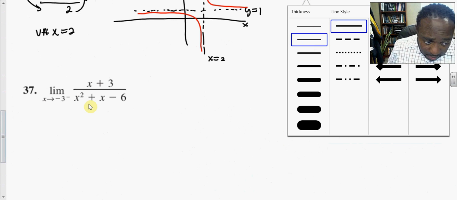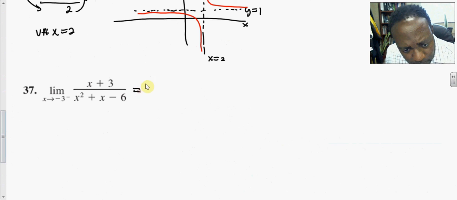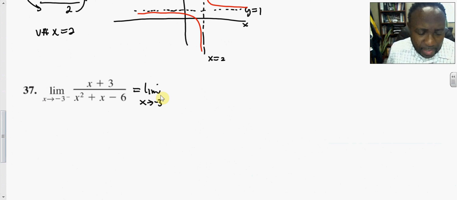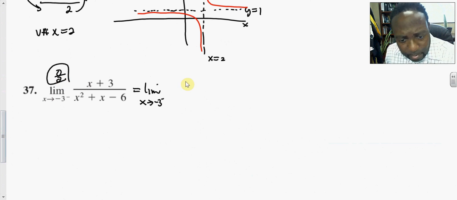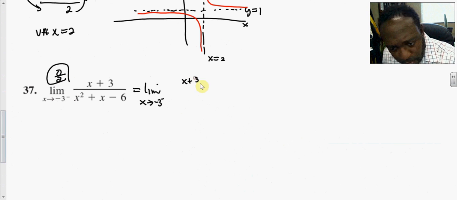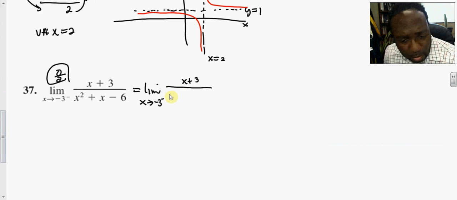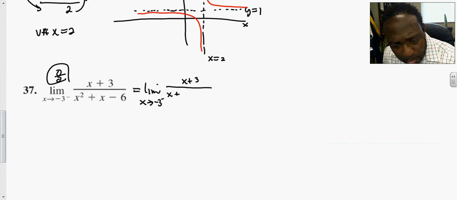I believe we can factor the limit as x approaches negative 3 from the left. And again, if you plug in x equal negative 3, you're going to get 0 over 0. So it's an indeterminate form. So we're going to factor x plus 3 all over x plus 3 times x minus 2.